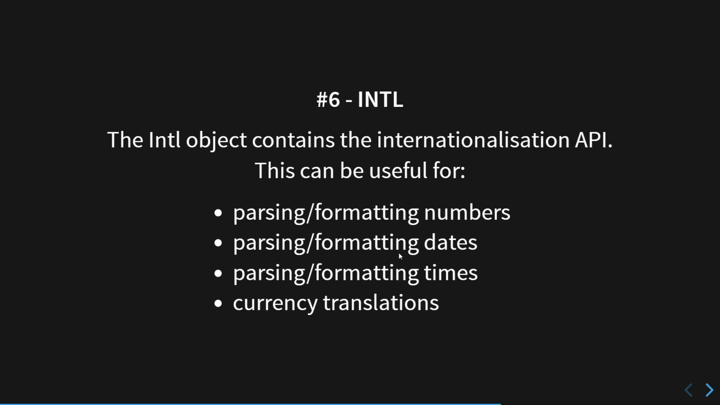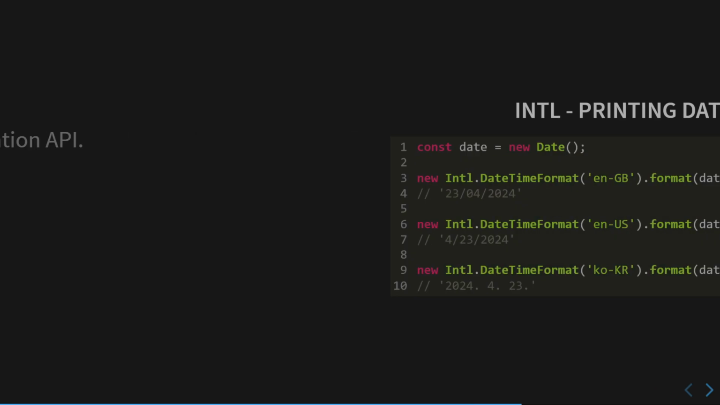The next thing I wanted to talk about was the Intl object. The Intl object contains the internationalisation API. And this is really useful for parsing and formatting numbers between different languages, parsing and formatting dates, parsing and formatting times, and translating currencies, and so much more. I'm really only scratching the surface of what the Intl object can actually do. I'll include again in the description all of the links to the documentation so that you can explore yourself. But just a few examples here.